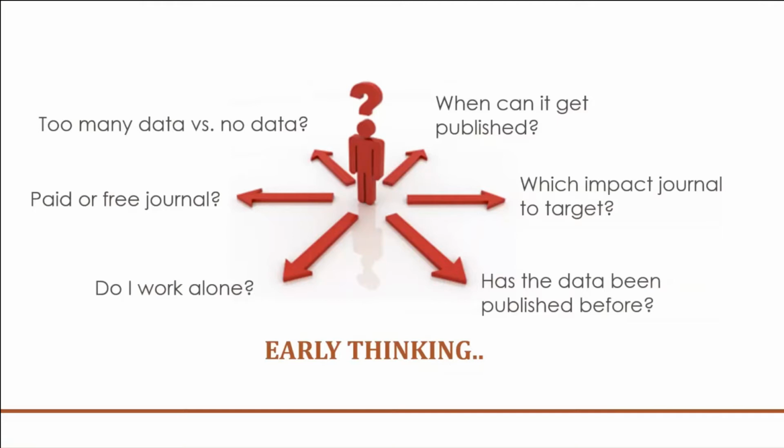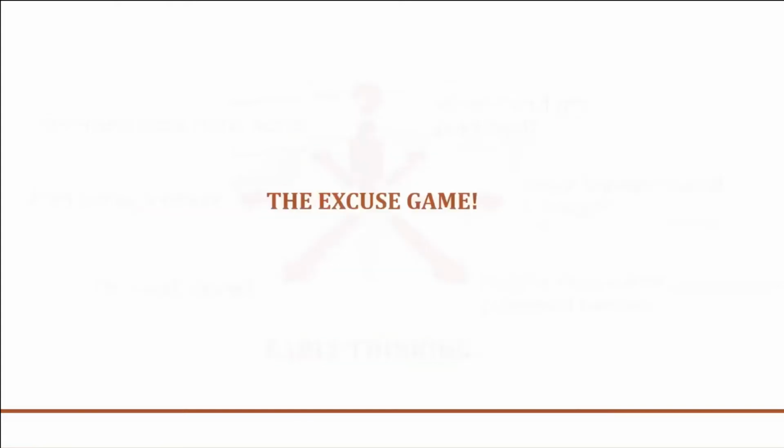So this is early thinking. Before you actually embark on your paper, you think first: what do you have? Where do you want to go? How critical is it for it to be published? Which impact journal do you want to target? Once you have all this planned out, then you can move on.